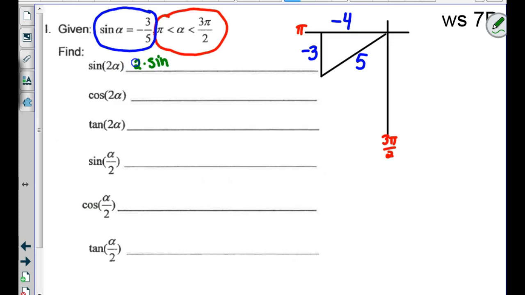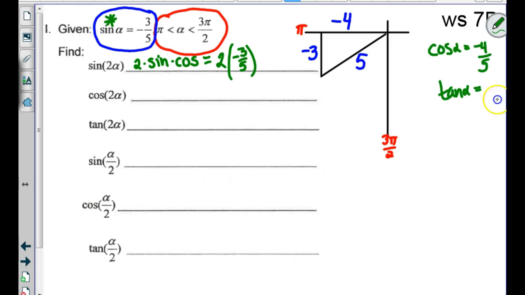2 times sine times cosine. Okay, let's substitute in some numbers from over here. 2 times the sine, which is negative 3/5. They told us that. You know what? This would go faster if we wrote down the missing ones. They told us sine right up here. Cosine is going to be what? So we can just substitute it when we need it. Negative 4/5. And tangent, if we need it, is going to be 3/4. Okay. That way when we need them, we can just write them down. We don't have to keep looking at the little picture.